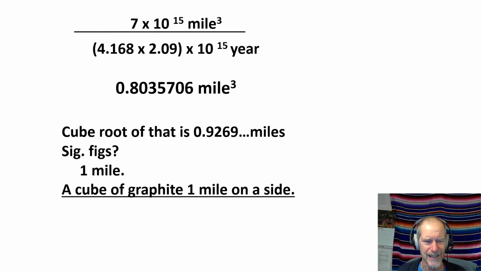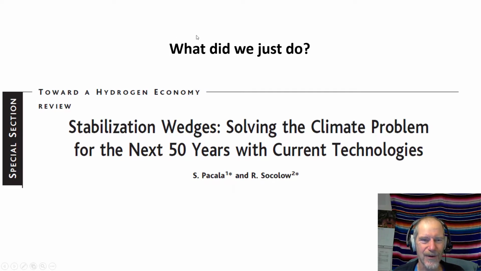So really? That means these guys think if we take the equivalent of a cube of graphite that's 1 mile on a side and convert it into CO2, burn it, and stick it up in the atmosphere, that's okay. All right, if they say so. Seems weird to me. My estimate was 5. So what did we just do?